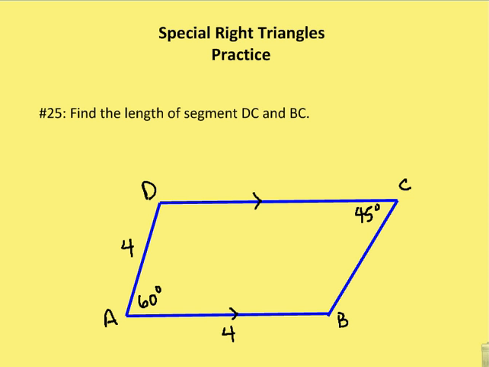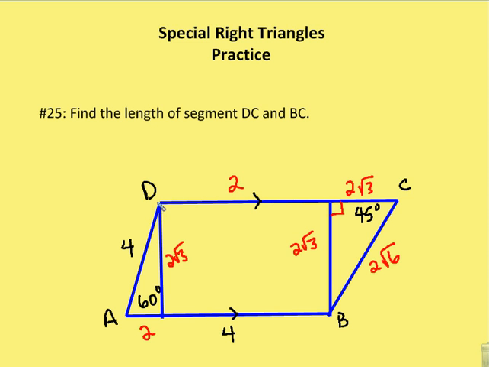In this edition of Otten Math, we're going to accomplish solving three problems using special right triangles. Okay, the first one, number 25: we want to find the length of segment DC, this entire length here, and BC, this length here. We're given DA is 4, we're given that angle C is 45 degrees, and we're given that angle A is 60 degrees.